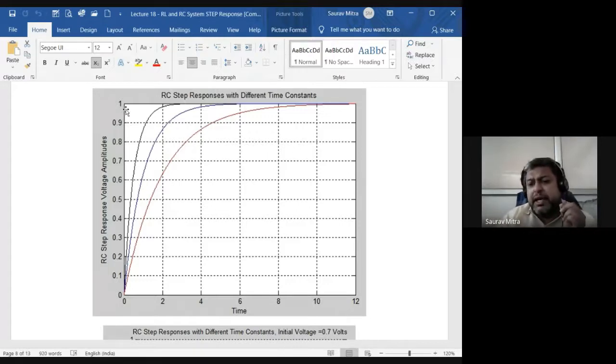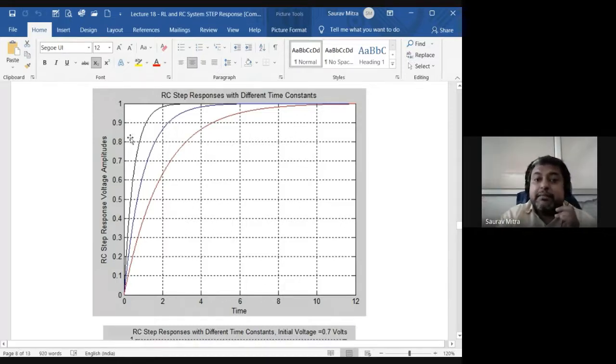If it reaches 1 volt very fast, that means the transient state is small. So we want the system to be like this. We want all the students to get settled very fast. Transition time should be very less, transient should be very less. So the faster you can reach the steady state, the better for the system.